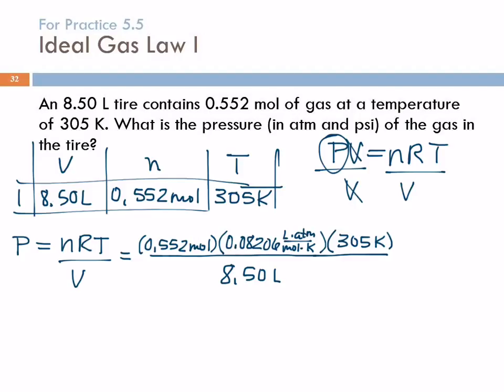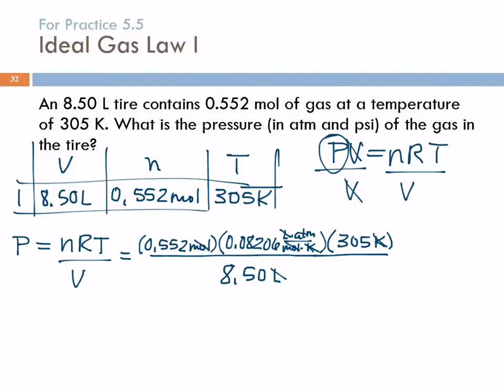If they gave us the volume in milliliters, we'd have a problem when we need to do a unit conversion. So I plugged everything in with its units, and now I check the units before I do the math. So I see that there's moles canceling moles, and liters canceling liters, and Kelvin canceling Kelvin. I'm left with atmospheres, a unit of pressure, so that's a good thing. So now I can do the math.